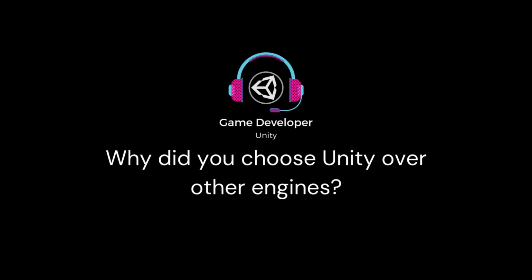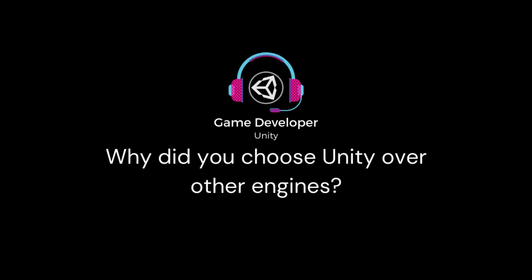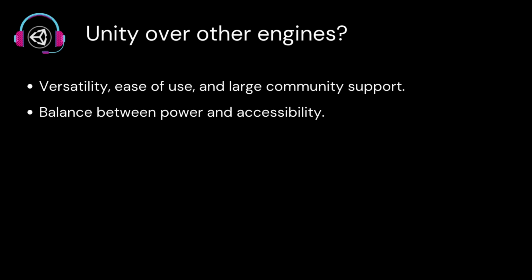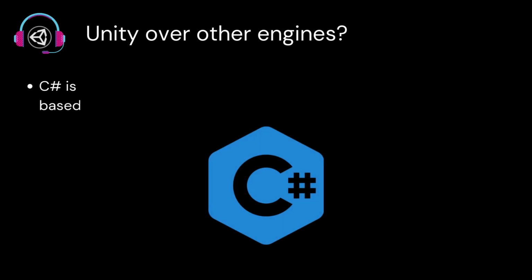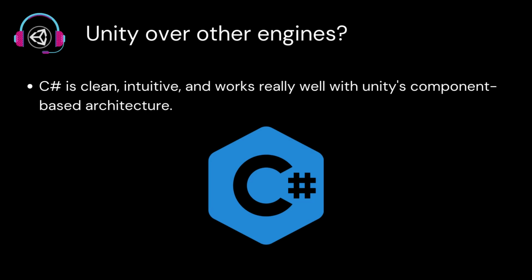Why did you choose Unity over other engines? You can choose to answer this question on your own, or you can answer it like this. I choose Unity because of its versatility, ease of use, and the huge community support behind it. It strikes a great balance between power and accessibility, which makes it ideal for everything from quick prototypes to large-scale production. I personally love working with C#. It's clean, intuitive, and works really well with Unity's component-based architecture, which supports modular and reusable development.